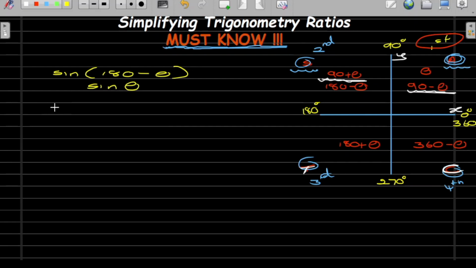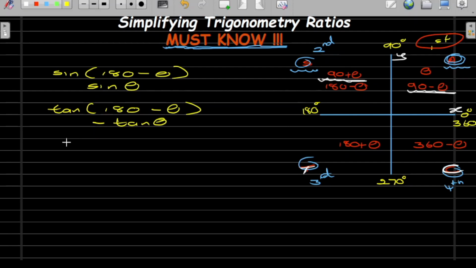Now let us say that you have tan 180 minus theta. When you reduce this, it has to be minus tan theta. Why? Because only sine is positive in this quadrant. So if you have tan, then it will have to be negative tan, right? So that's that in the first quadrant.